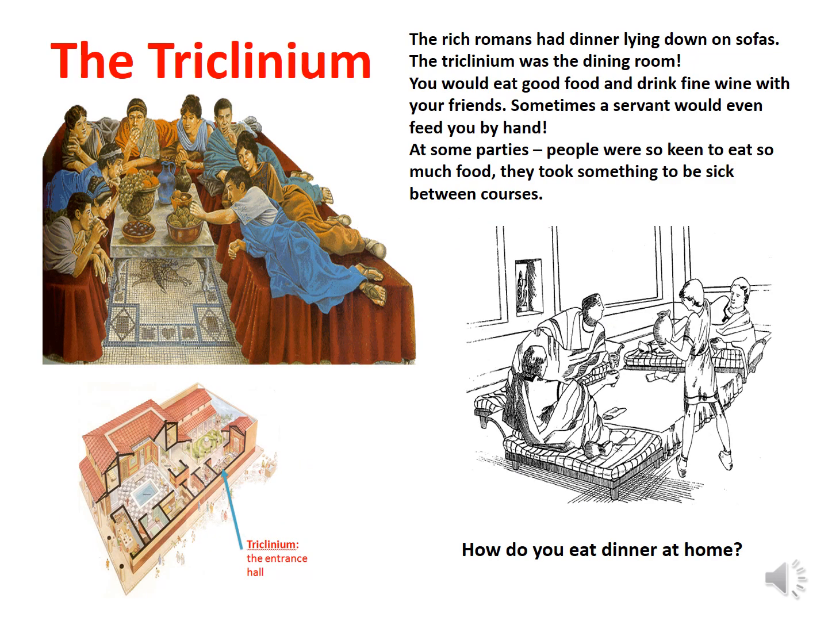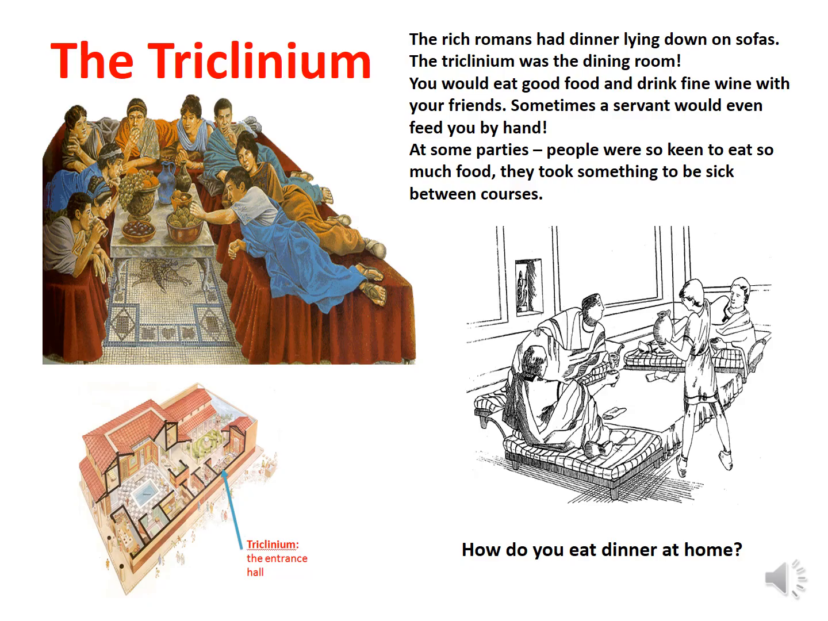Next, we have the triclinium. The rich Romans had dinner lying down on sofas. The triclinium was the dining room. You would eat good food and drink fine wine with your friends. Sometimes a servant would even feed you by hand. At some parties, people were keen to eat so much food they took something to be sick between courses. So they really, really did love their fine food.